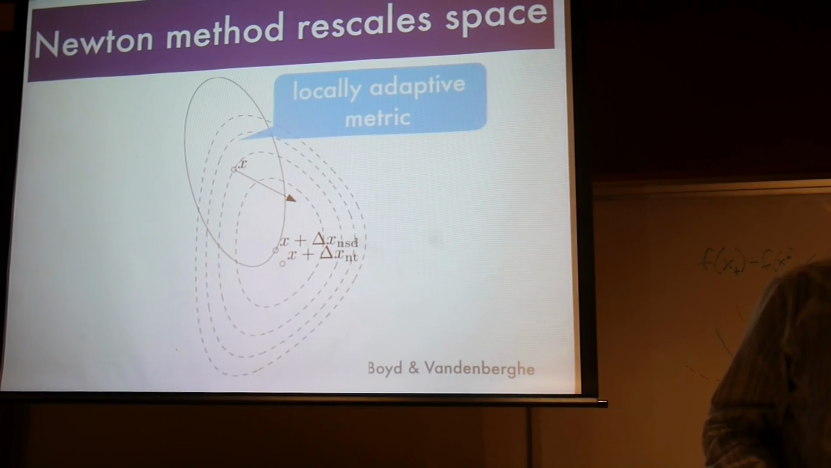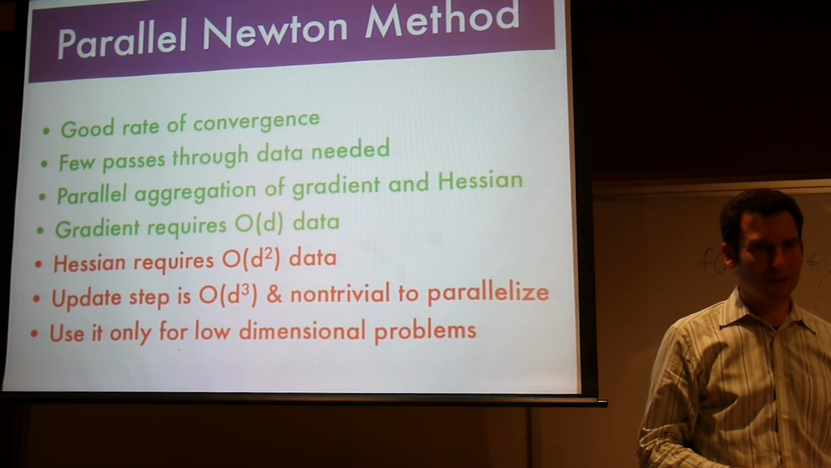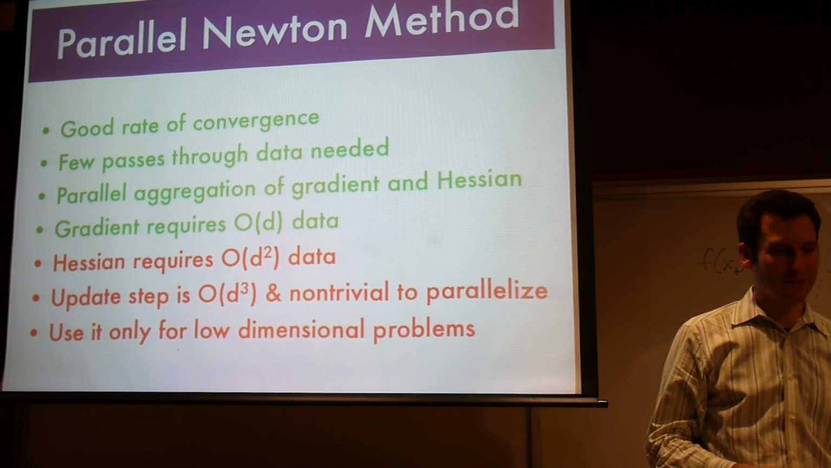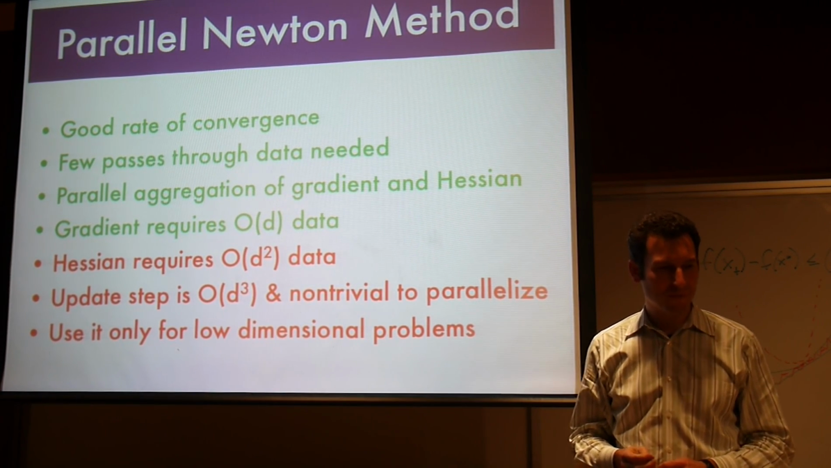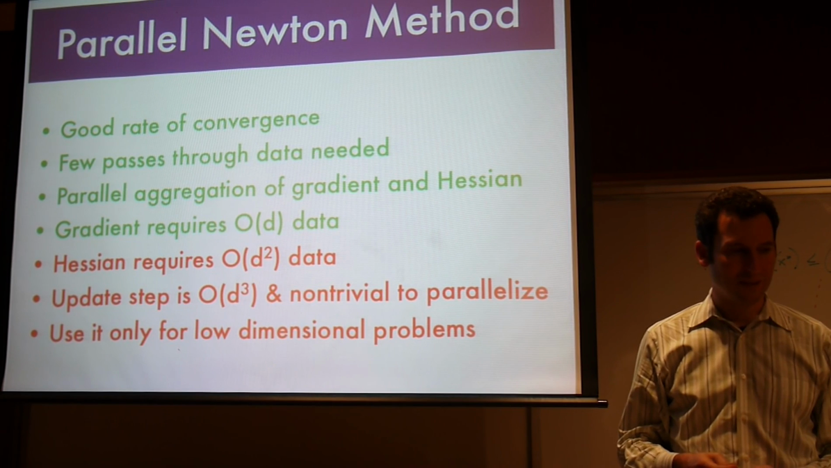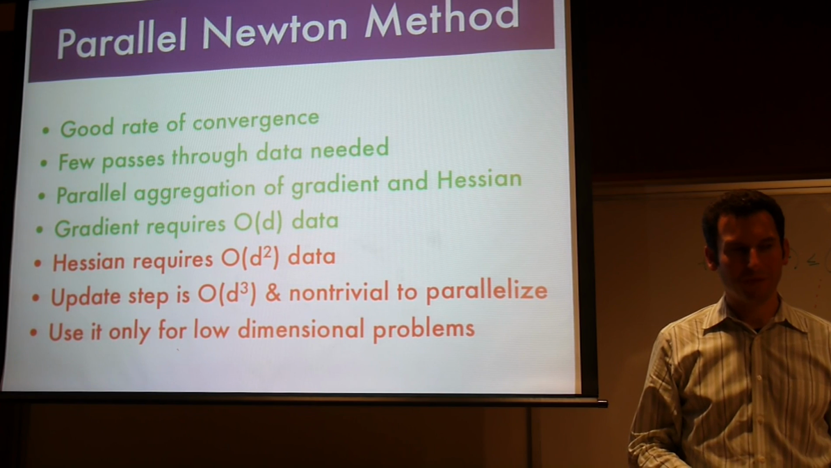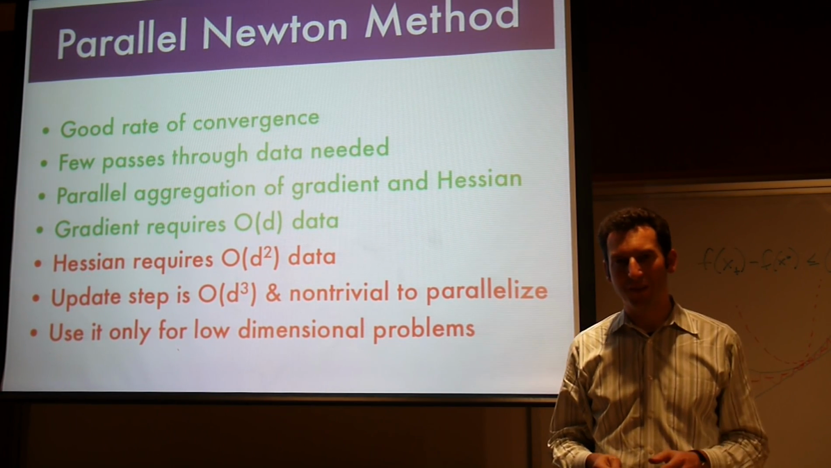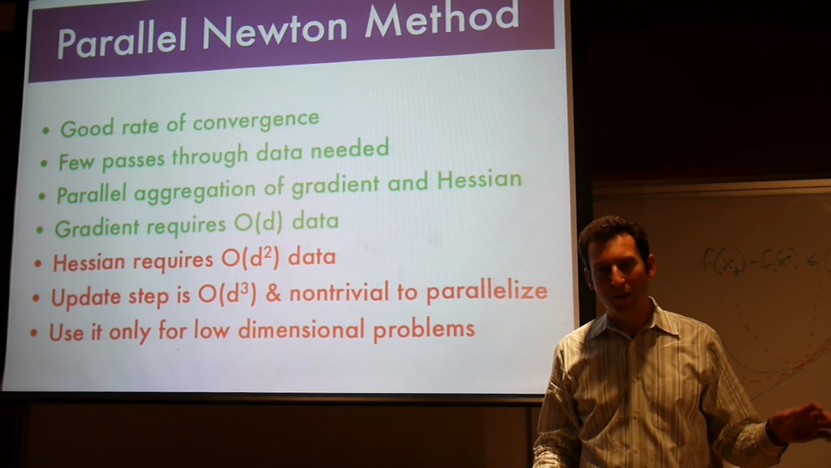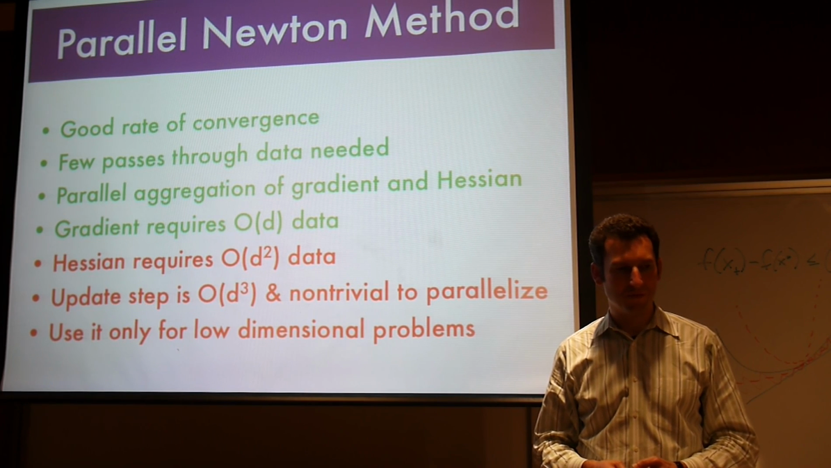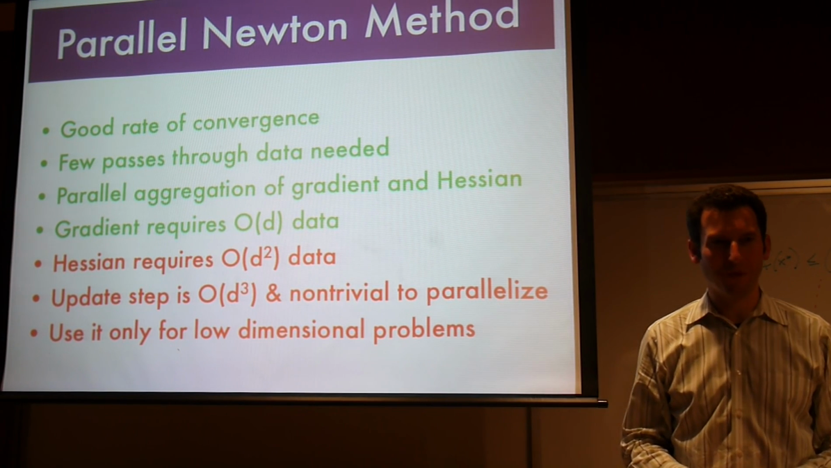Now, sounds great, right? I mean, after all, it's the solution to all problems, right? Unfortunately, it's actually a really terrible method if I want to parallelize this. While it has a very good rate of convergence, it takes a few passes over the data, parallel aggregation of gradient and Hessian, it's all straightforward. But if I have a very high dimensional problem, this kills me, because the Hessian requires quadratic storage and requires cubic time to actually invert. So in other words, you can't really do it for any large interesting problems.